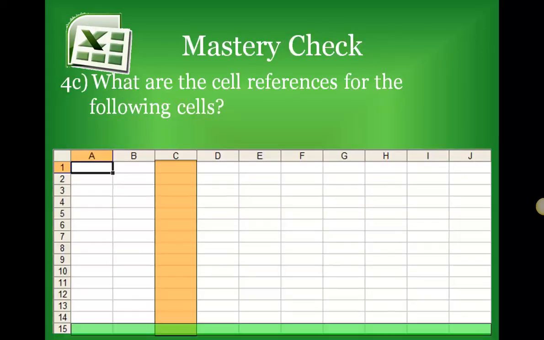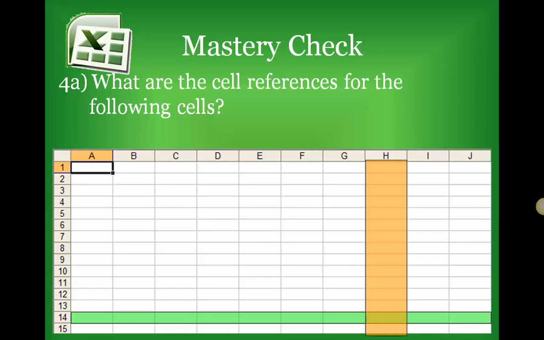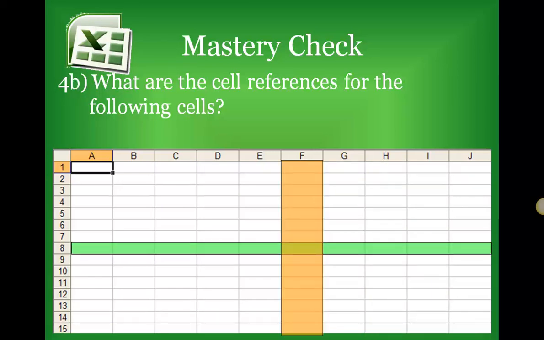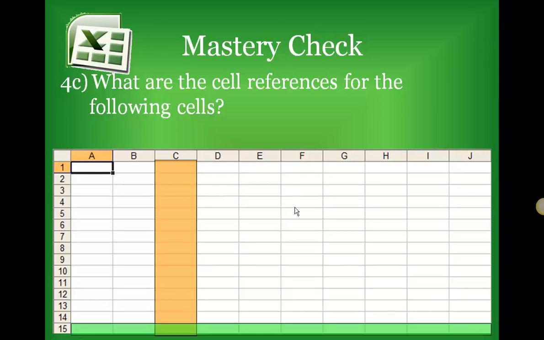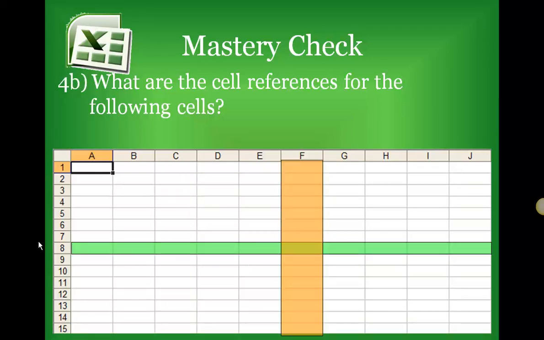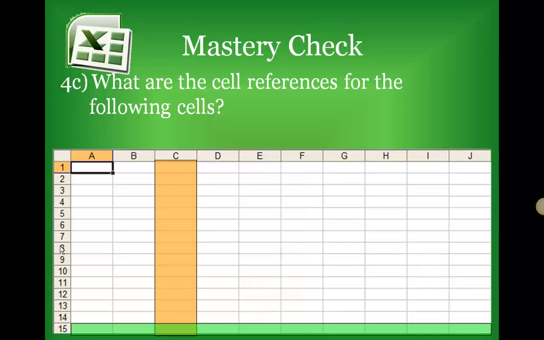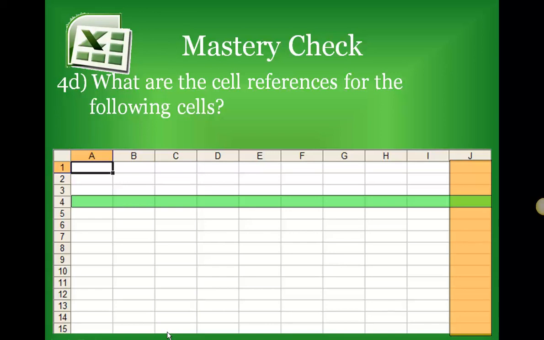Let's go back and take a look at each one of these. 4A is H14. 4B is F8. 4C is C15. And 4D is J4.